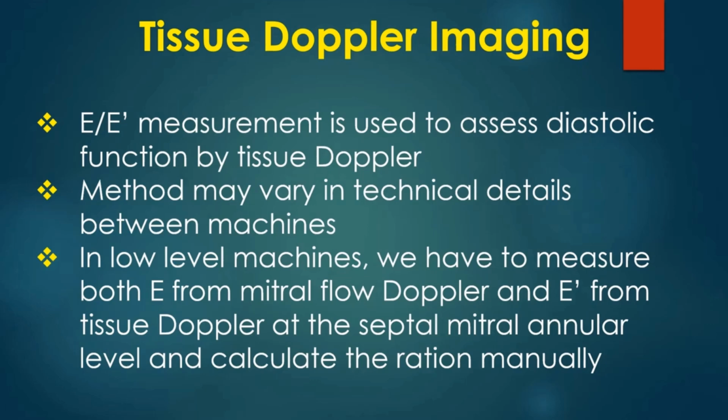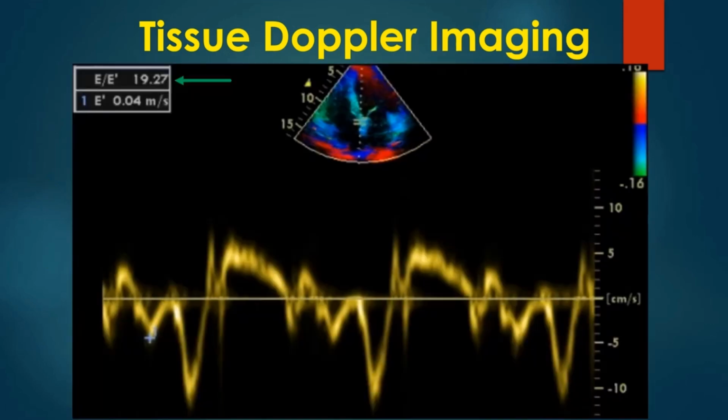In low-level machines, we have to measure both E from mitral flow Doppler and E prime from tissue Doppler at the septal mitral annulus level and calculate the ratio manually. In other machines, as illustrated in this image, E is measured initially and stored. After that, E prime is measured and the machine automatically calculates the E by E prime ratio, marked by green arrow at the top left corner in this image. The high E by E prime ratio in this case indicates left ventricular diastolic dysfunction.